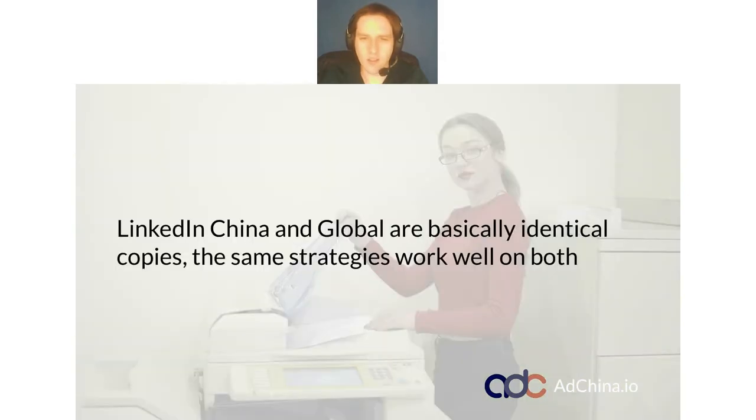Now, as I've mentioned, the strategies and tactics and the nitty gritty of LinkedIn advertising is pretty much the same in China. If you know LinkedIn ads inside and out, then you'll be pretty much just as effective in China, assuming your marketing is, of course, culturally adjusted and translated into Chinese.